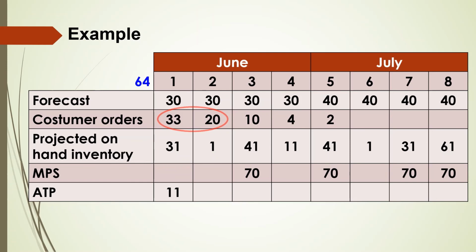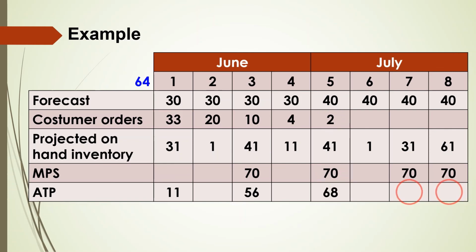Note that the ATP quantity is only calculated for the first week and for other weeks in which there is an MPS quantity. Hence, it is calculated for weeks 1, 3, 5, 7, 8. For weeks other than the first week, the beginning inventory drops out of the computation, and ATP is the look-ahead quantity subtracted from the MPS quantity. Thus, for week 3, the promised amounts are 10 plus 4 equals 14, and the ATP is 70 minus 14 equals 56. For week 5, customer orders are 2 only, as future orders have not yet been booked. The ATP is 70 minus 2 equals 68.